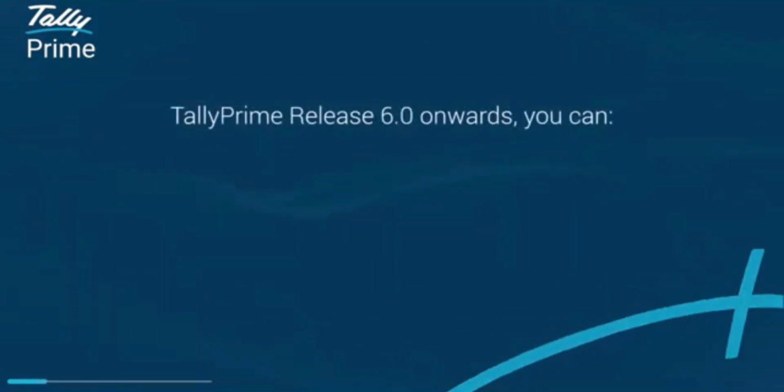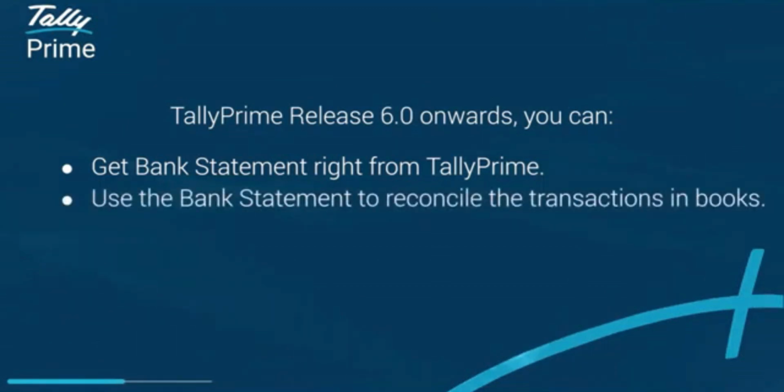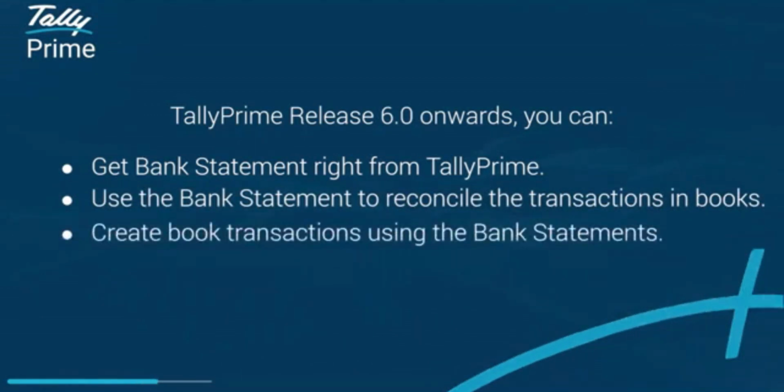TallyPrime Release 6.0 introduces a facility to get bank statements without having to import them manually. You can then use the bank statement to reconcile transactions in books. Additionally, you can create book transactions using the bank statements to keep your accounts up to date. You can easily get the bank statements right from TallyPrime using the connected banking services. You can also clear the external data or remove bank statements if needed.